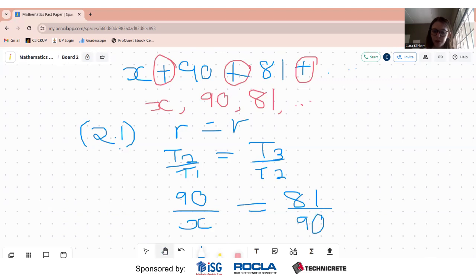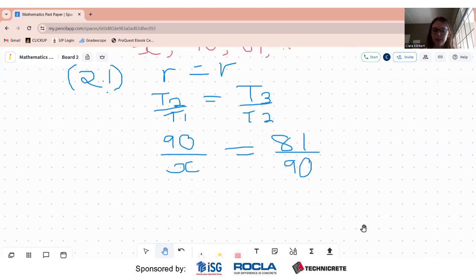Okay, so you can multiply up by x and 90 and all that kind of stuff, but first I actually just want to simplify this left-hand side. If you put 81 divided by 90 into your calculator, you get 9 over 10 or 0.9. So 90 over x is equal to 9 over 10.